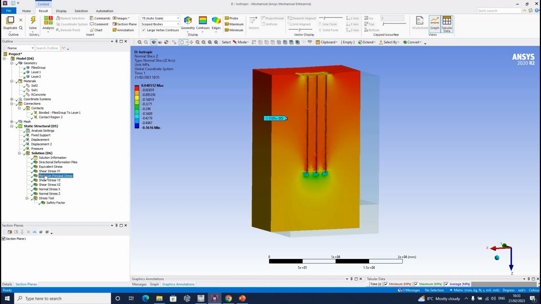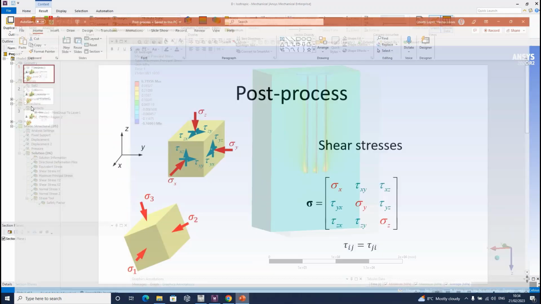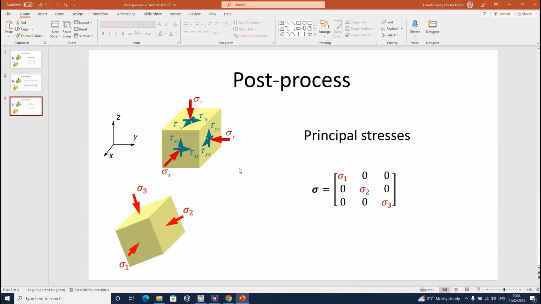What else? As I said, you can show the maximum, median, and minimum principal stresses. So you can then see as well this component of the tensor when it's rotated in the direction of the principal stresses. So sigma 1, sigma 2, and sigma 3 can be shown. Usually we say that sigma 1 is the maximum principal stress, sigma 2 is the medium, and sigma 3 is the minimum.